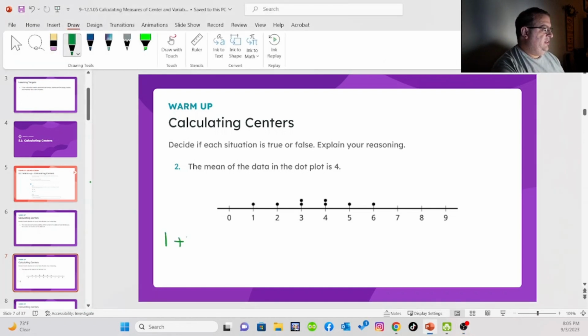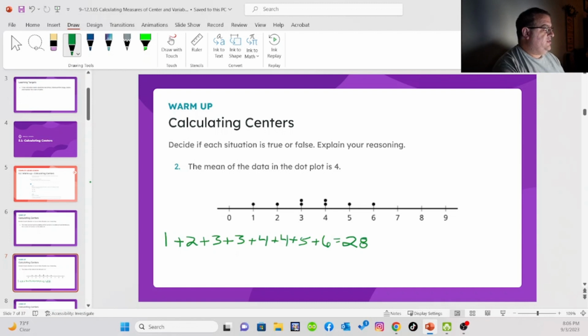1 plus 2 plus 3, 3, 4, 4, 5, and 6. If we add this together, 6 plus 5 is 11, plus 4 is 15, plus 4 is 19, plus 3 is 22, plus 3 is 25, plus 2 is 27, plus 1 is 28.